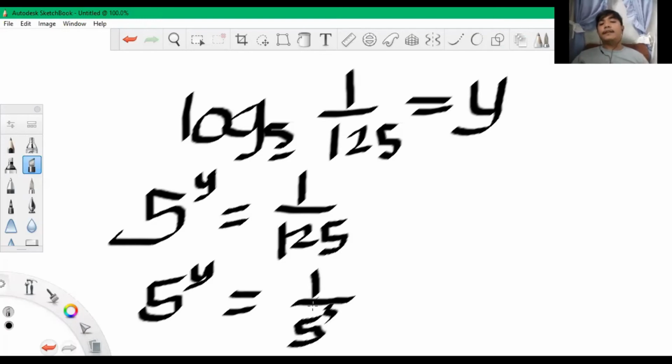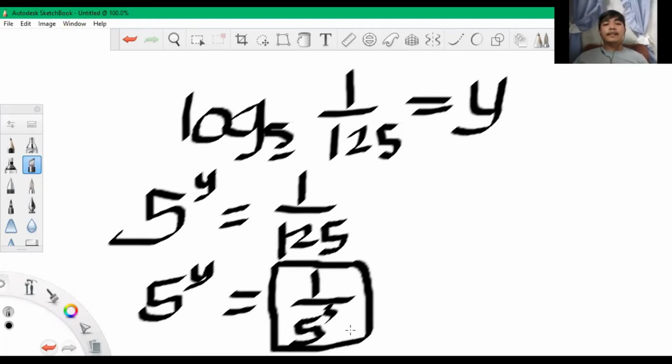sa 125. But as you can see, we still have 5 raised to y is equal to 1 over 5 cubed. And 5^y and 1/5 is not equal, or hindi sila same kasi 5 is different from 1/5. So, kailangan maging 5 itong 1/5. So, ano po ang pwede nating gawin para maging equivalent siya sa 5? So, we can get the reciprocal of this number, the 1/5. So, pag sinabi nating reciprocal, yung nasa numerator ay mapupunta sa denominator, and yung nasa denominator ay mililipat sa numerator.